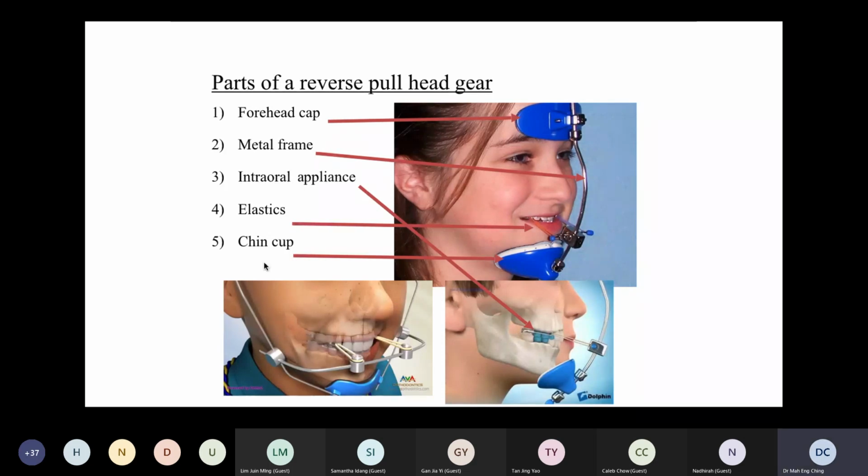Then we have the chin cup. So the chin cup is attached to the forehead using this metal bar. So this works as one component. Then we have the intraoral component. Then we have a rubber band to connect these two components.